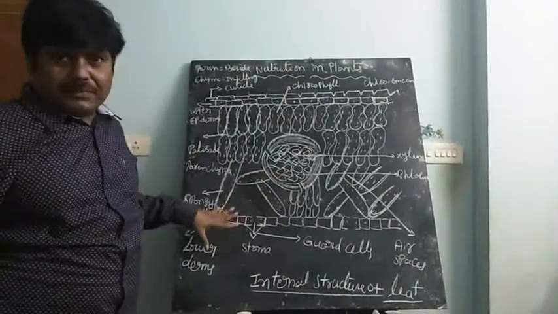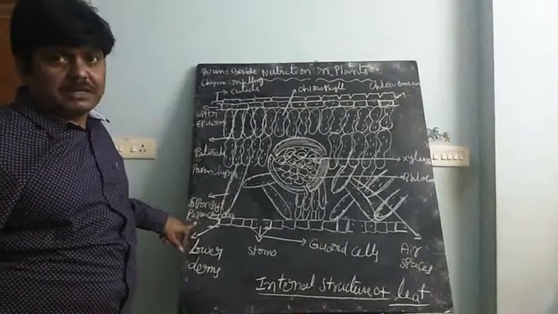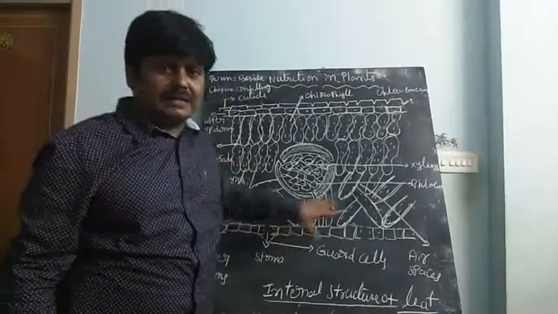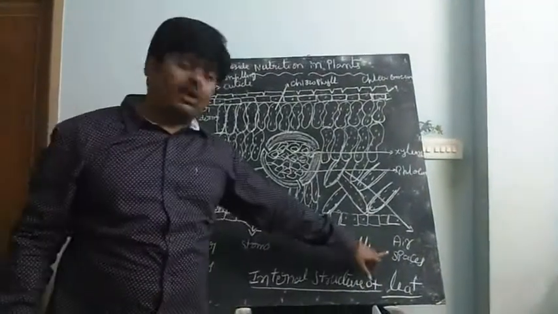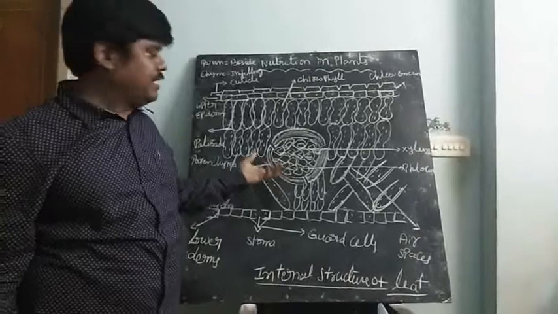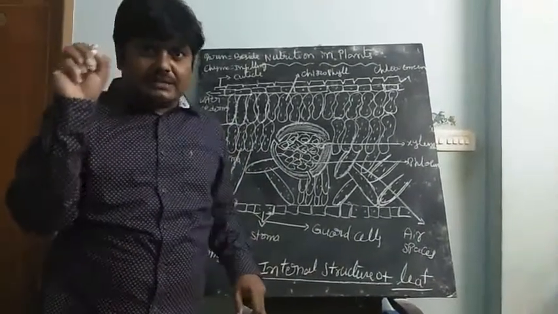Below that, the zigzag substances are called the spongy parenchyma. There are some spaces among these parenchyma cells, and those are called air spaces, because air is located in this place. Is that clear? Here there is a small opening.